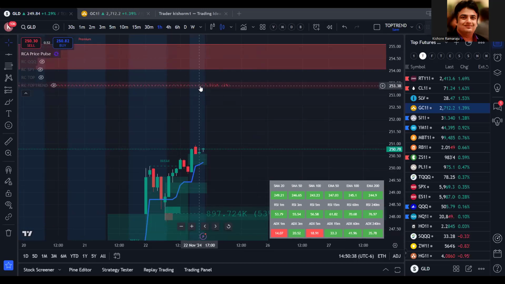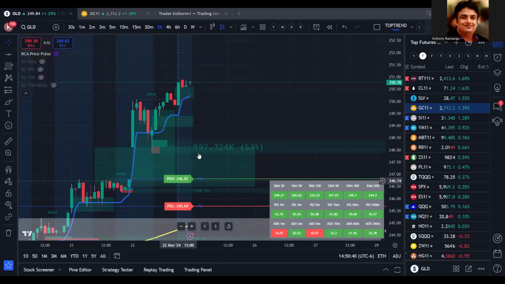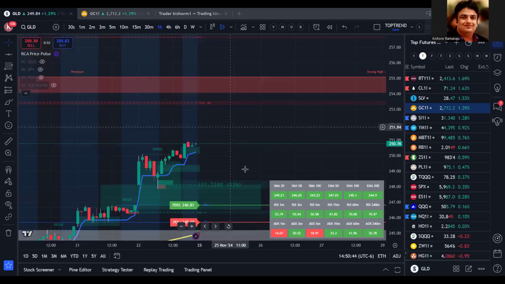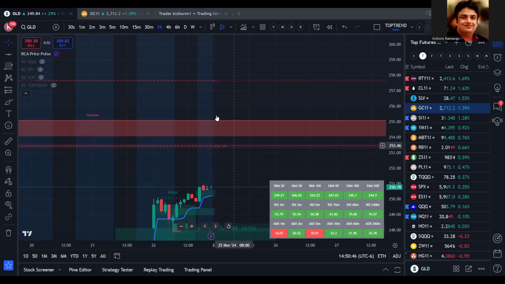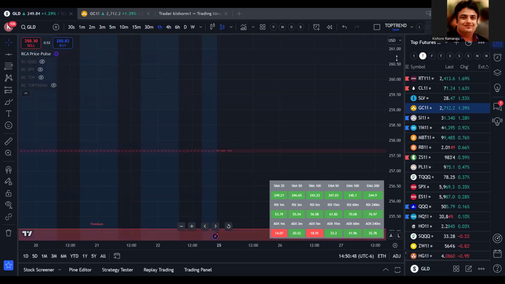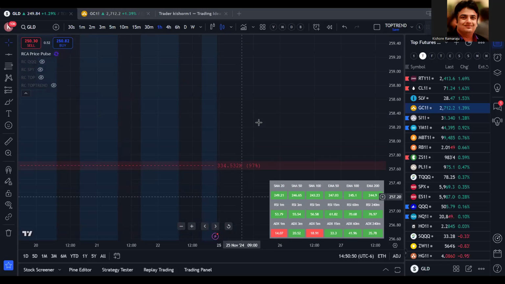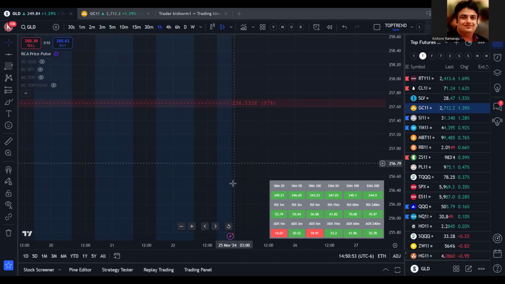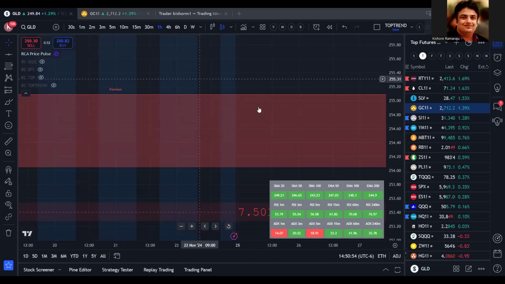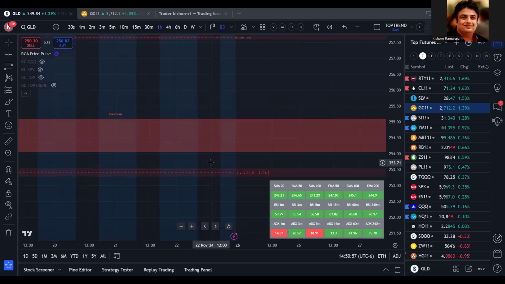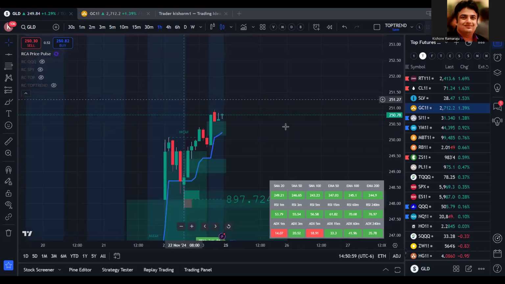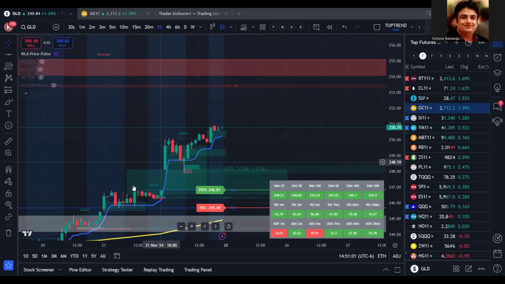Right? Here there is a small sell order block. So here if you see the buy orders, 897,000 buy orders. Here if you see the sell orders, only 7,000 sell orders. So if you see here, there are nearly 334,000 sell orders. So in 1 hour also, it is bullish, right?